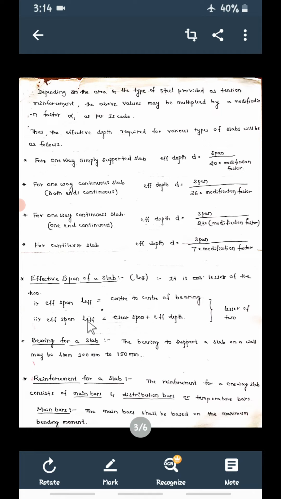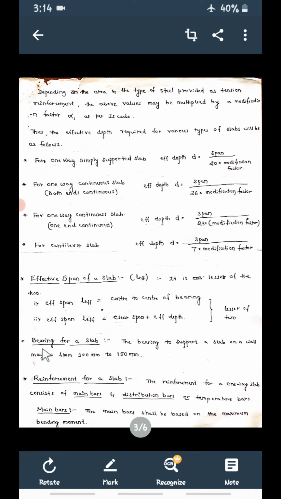Then second, L effective is equal to clear span plus effective depth, small d. Clear span plus effective depth. So there will be two values now. Out of the two, whichever is the least value, that will be the effective span for the slab. As usual, it is the same.